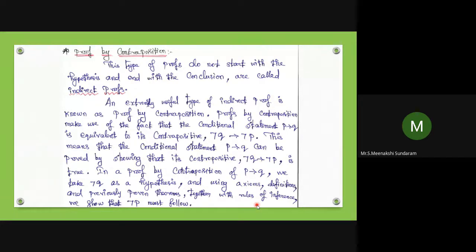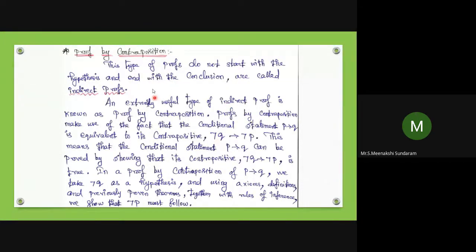This is under the indirect proof. The heading is indirect proof. In that indirect proof, there are two things. One is contrapositive, another one is contradiction. So under the indirect proof we can do these two proofs.